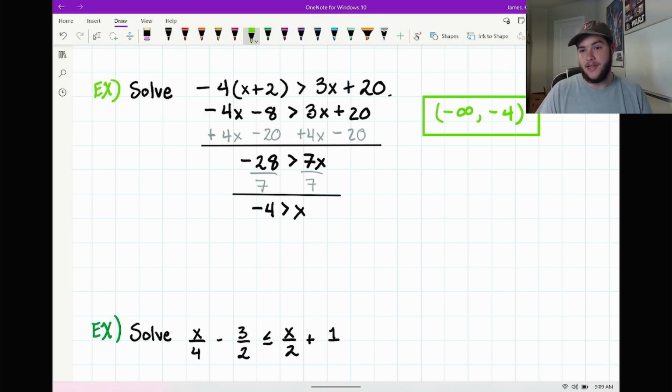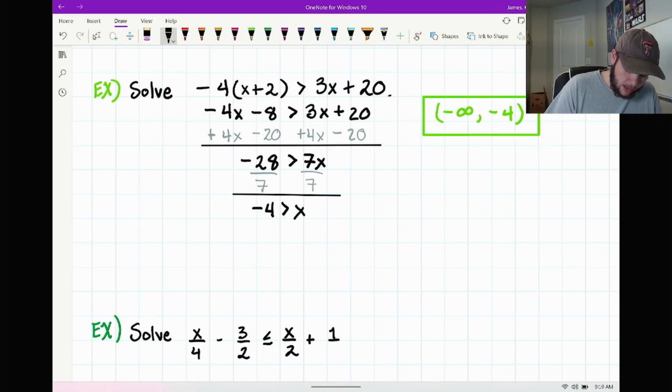The first thing I did was I distributed the negative 4 on the left-hand side. Then I moved the negative 4x over to the right side and the positive 20 over to the left side, and that left me with negative 28 is greater than 7x. Dividing by 7, I don't have to flip that inequality around, and I'm left with negative 4 is greater than x. Or maybe a more intuitive way to write that same statement is x is less than negative 4.